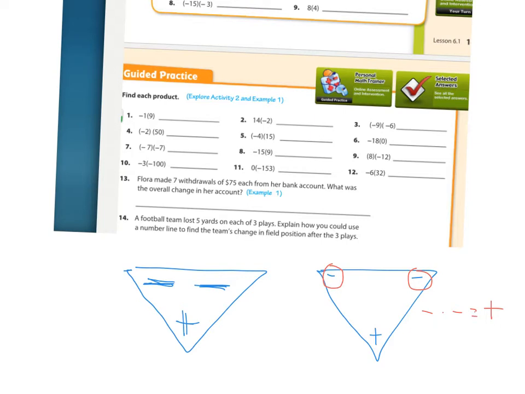Okay? Now I'm going to do it in purple. Okay? A negative times a positive. What didn't get circled? The negative over here. So that means the negative would be the answer. So a negative times a positive gives you a negative. Okay, what if it's a positive times a positive? Well, you've been doing that since elementary school. It's going to be a positive.